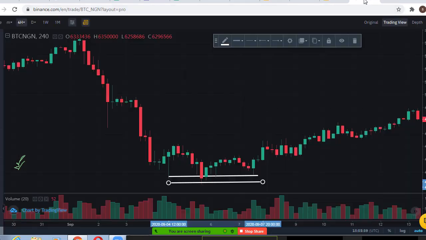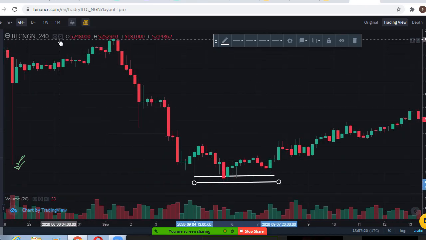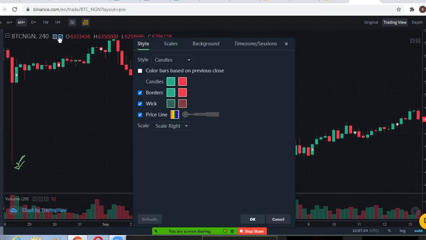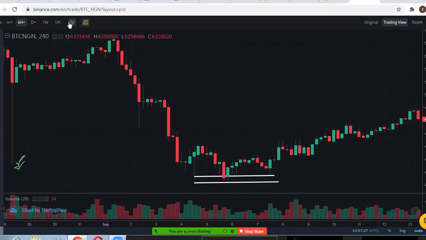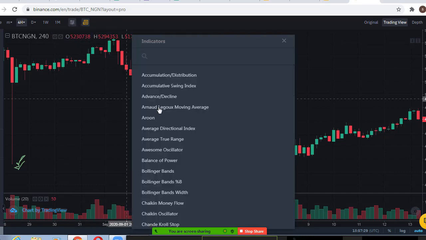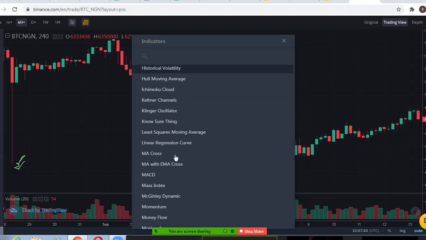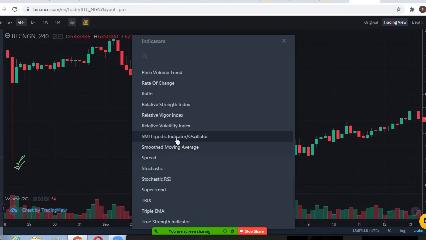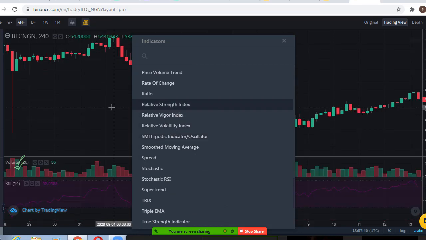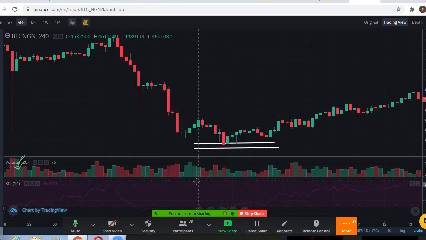It's very simple to bring up your RSI in your chart. You go to where we have indicator here. You search RSI here, that's relative strength index. See, relative strength index. If you click on it, you see the relative strength index here.